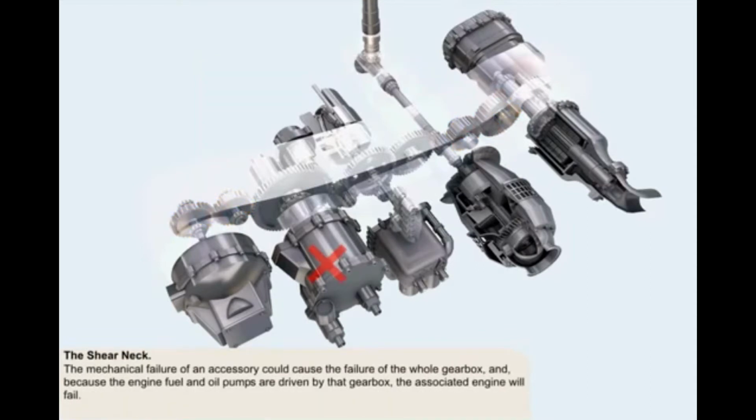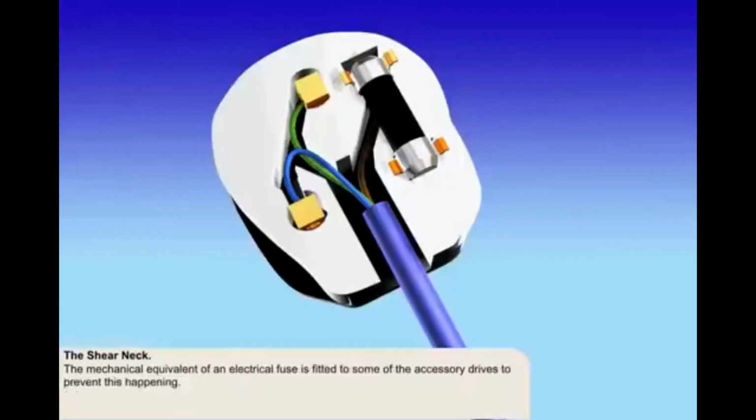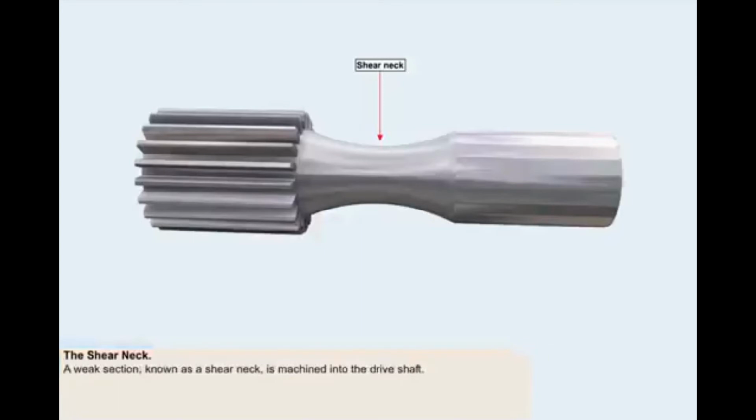Mechanical failure of an accessory could possibly cause the failure of the whole gearbox, and because the engine fuel and oil pumps are driven by that gearbox, the associated engine will fail. To prevent this happening, the mechanical equivalent of an electrical fuse is fitted to some of the accessory gearbox drives. A weak section is machined into the drive shaft. This weak section is known as a shear neck.